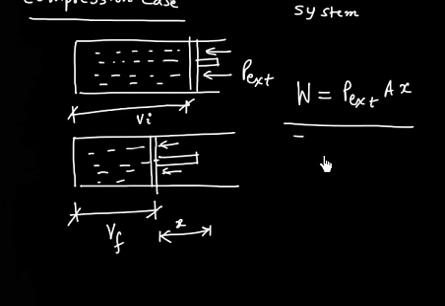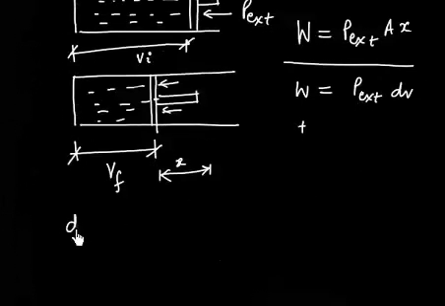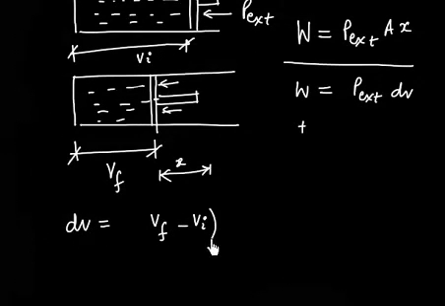So let me write one more line: W is equal to P external into dV, and W is positive. What is the sign of dV? dV is nothing but final volume minus initial volume. That is our convention: when I write dV, it means final minus initial. But this time the final volume is smaller and the initial volume is larger, so this term is negative.